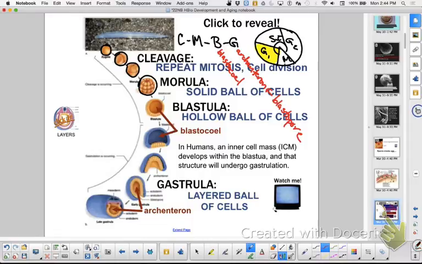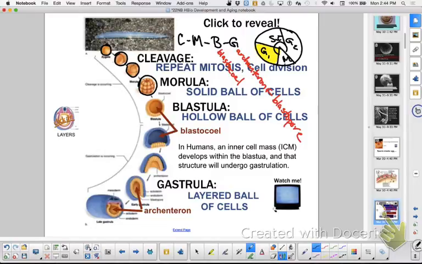Okay, and then when you have a layered ball of cells, we just need to know the layers. The gastrula is a layered ball of cells. The outermost layer is the ectoderm, the innermost layer is the endoderm, and the middle layer is the mesoderm. Okay, so that's what we have.